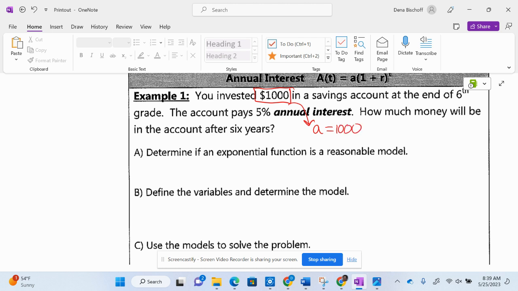Okay. At the end of 6th grade, you put it in an account. It pays you 5% interest. So your rate is 5%. Turned into a decimal is what? 0.05. Yeah, remember you move the decimal 2 places to the left. How much money will you have after 6 years? This is your T. T equals 6.